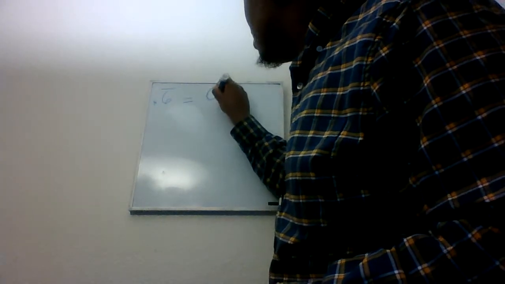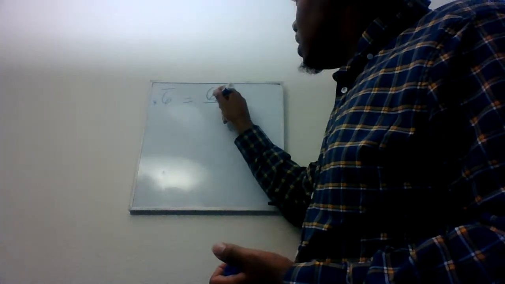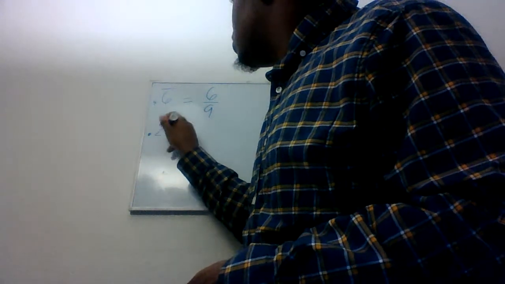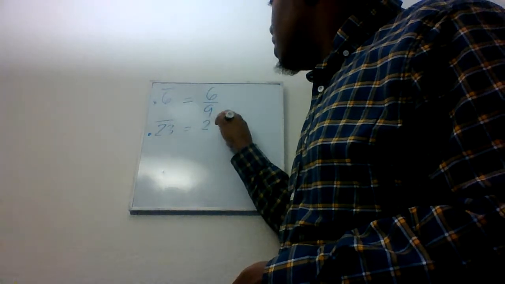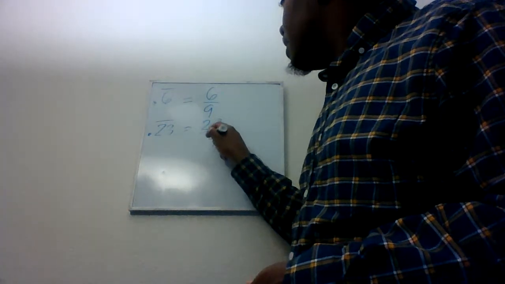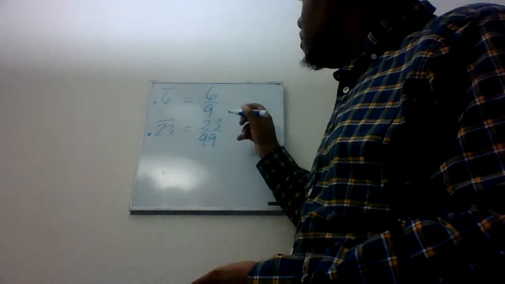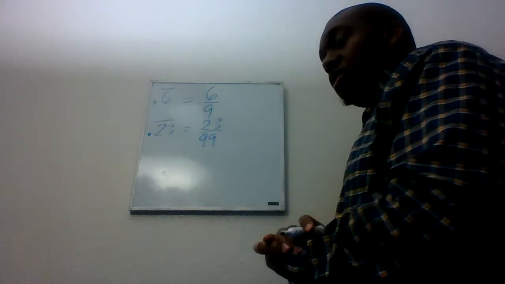So let's write down the number. 6, it is what it's repeating. And let's put it over 9 because there's only one digit. So if this was, say, 23 repeated, this would be 23 over 99 because there are 2 digits repeated. So this would end up being our answer. And that's how you convert repeating decimals into fractions.